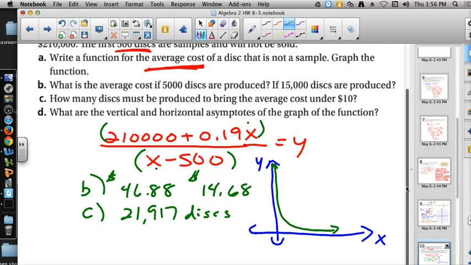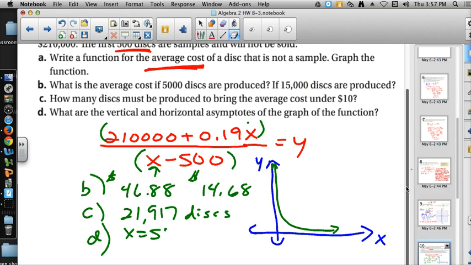So if you have your X values from 0 to 30,000, and then you change your Y values to 0 to 20, you will be able to see the intersection of those two. And then D says, what are the vertical and horizontal asymptotes of this graph? All right, well, we've got our 0 down here. That would give us X equals 500. So that's our vertical asymptote.